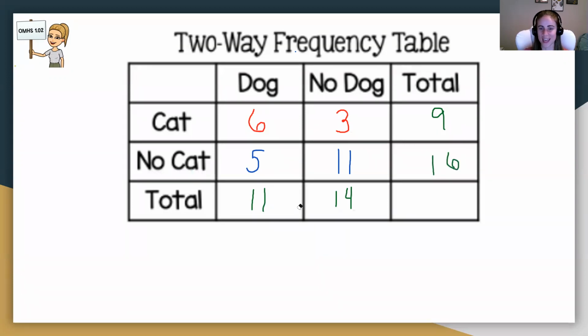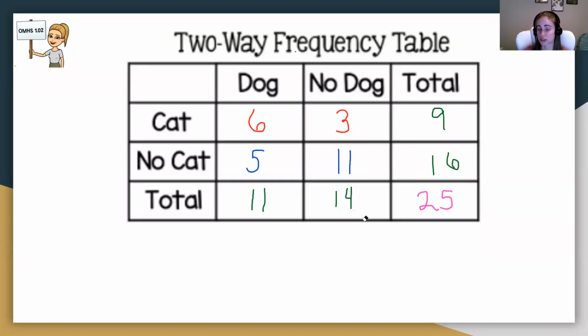Pretty fun, right? And our final category is going to be our all-time total. So this box right here is our all-time total. So it's the total number of people surveyed. And the nice thing is you can either get the answer by adding up your column or by adding up your row. You'll get the same thing either way. Let's first add our column. So 9 plus 16 would be 25. Let's double check our work. If we add using our row, 11 plus 14 is also equal to 25. So either way, it works.